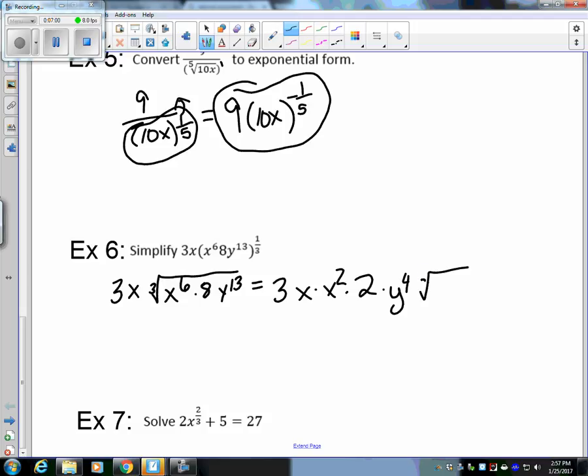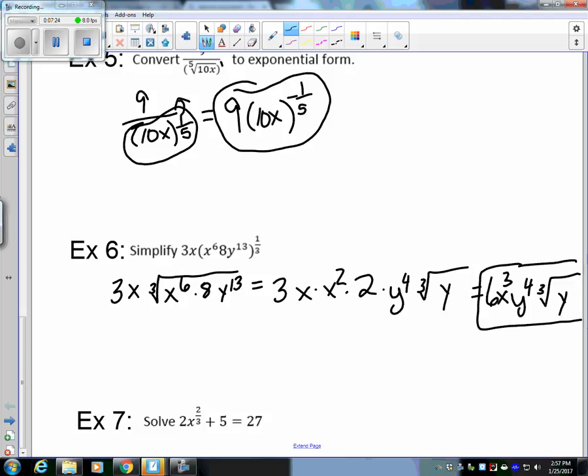Now let's simplify this all down. 3 times 2 on the outside, 6. X times x squared is x to the 3rd. Y to the 4th. And a cube root of y. And that is your final answer.